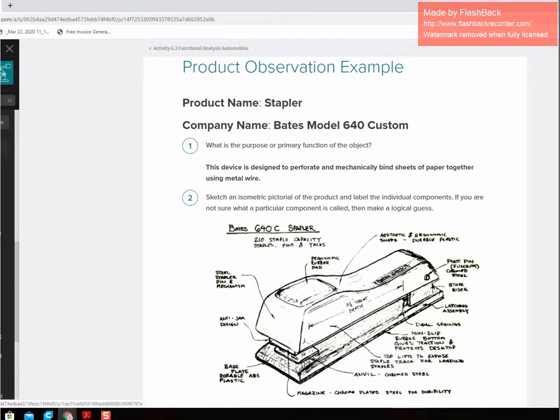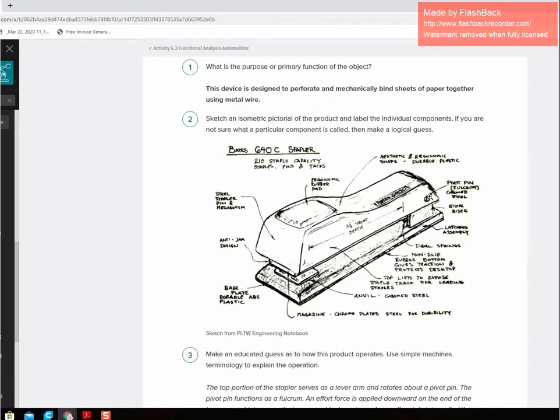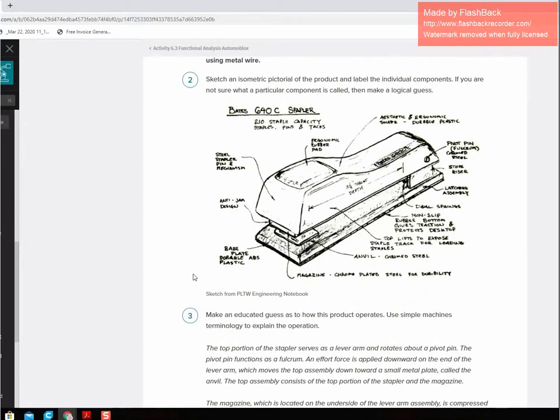And remember, everything we're doing here is the alternate because we're not using the Automoblocks vehicles. So the purpose or primary function of the object. So what does it do? So this is an example of a stapler, what model it is. Its device is to mechanically bind sheets of paper together using a metal wire. They went through and they identified the different parts. Remember, 3 to 13 moving parts. If you pick something like a yo-yo, that would be 2 parts if you don't take it all the way apart.